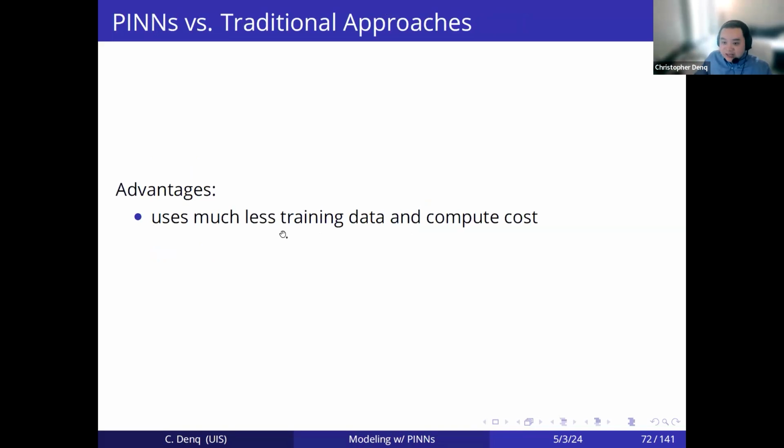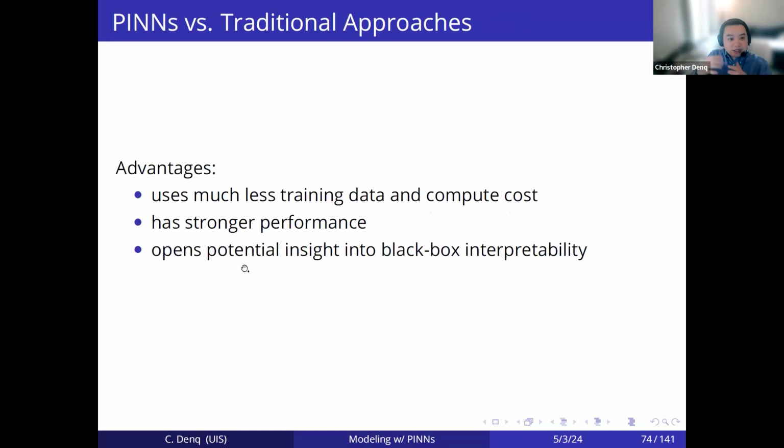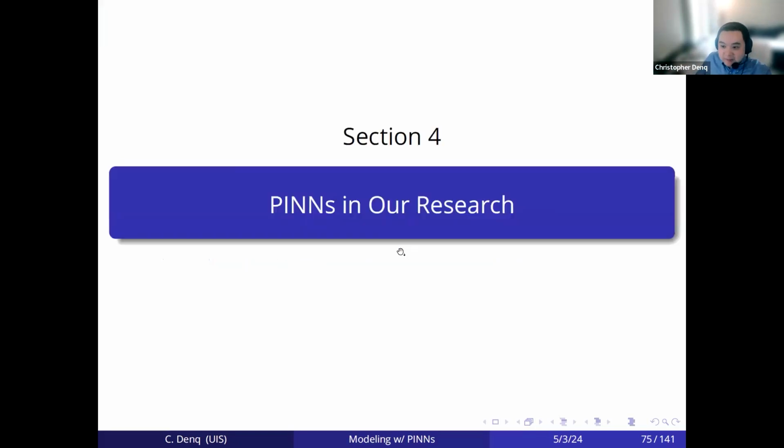So here I'm going to talk about the explicit benefits that PINNs gives us. We need much less training data, much less compute cost to be able to run models. PINNs also tend to be much stronger in performance. They have really, really high fidelity to the natural world that we see. And likewise, because PINNs is using an interpretable math formula, we know how to work with math. It opens insight into the black box interpretability questions we might have with AI and neural networks. So these are just the advantages made very explicitly.